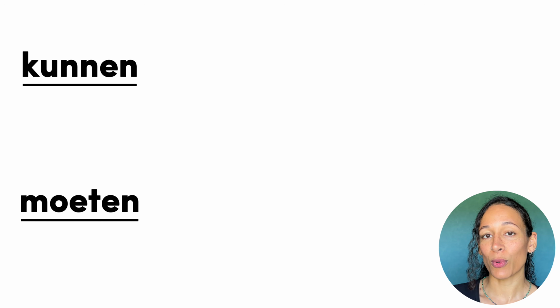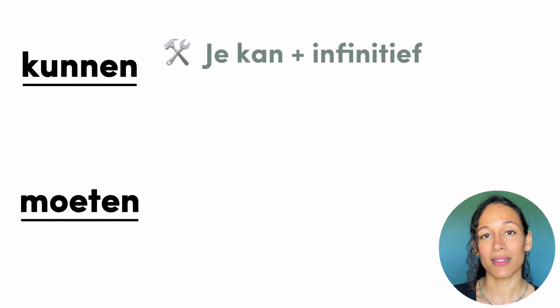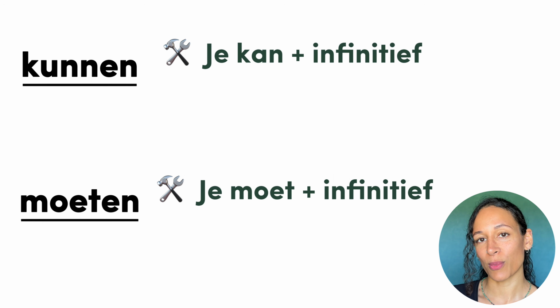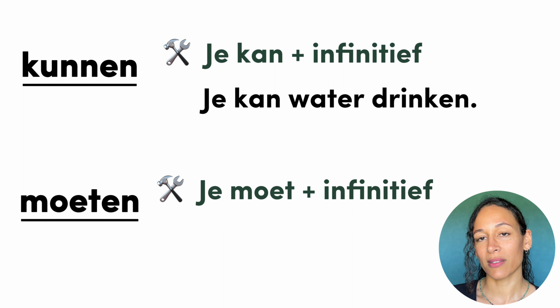The 2 most useful verbs to give advice are kunnen en moeten. These are called modal verbs and they are often paired with another verb. The grammatical structure I recommend you use for this answer is je kan plus infinitief en je moet plus infinitief. Bijvoorbeeld, je kan water drinken.